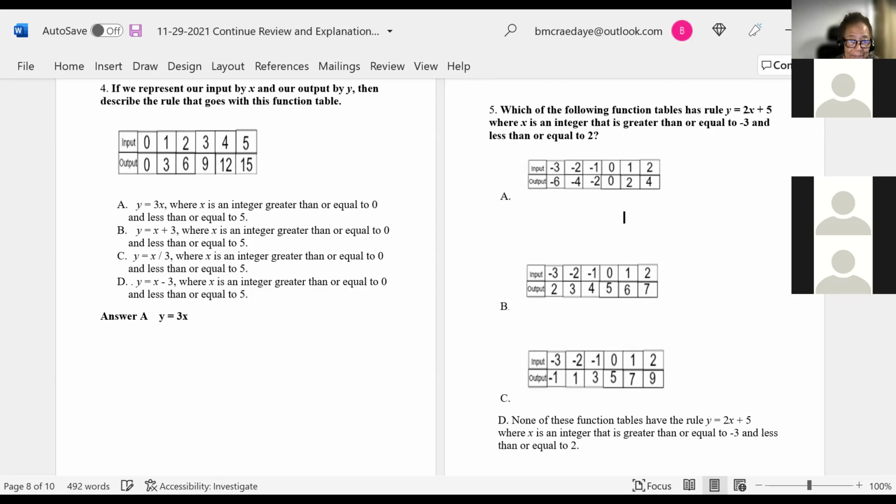Which one represents the rule? Y equals 2X plus 5. That's the rule. Now, which of these tables do you apply that rule to and get what you see in the tables, Audrey?